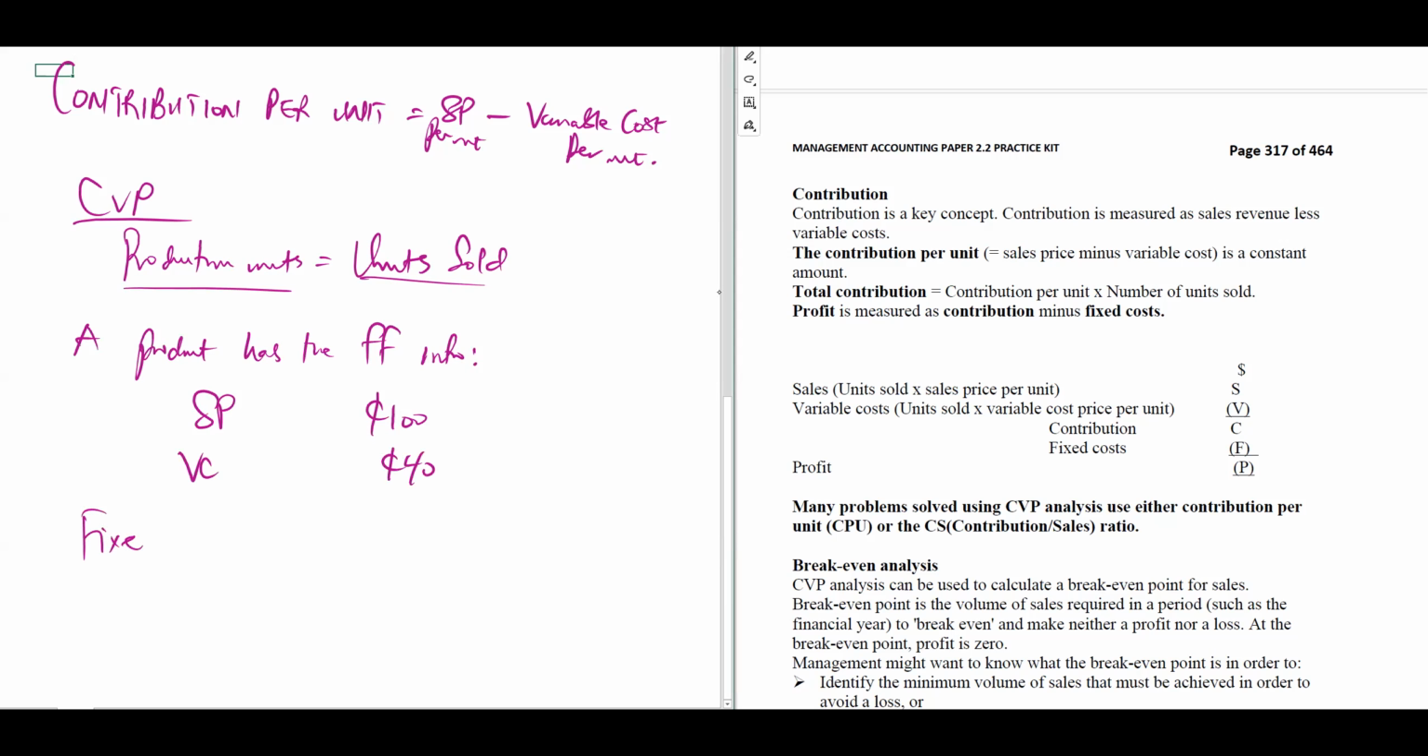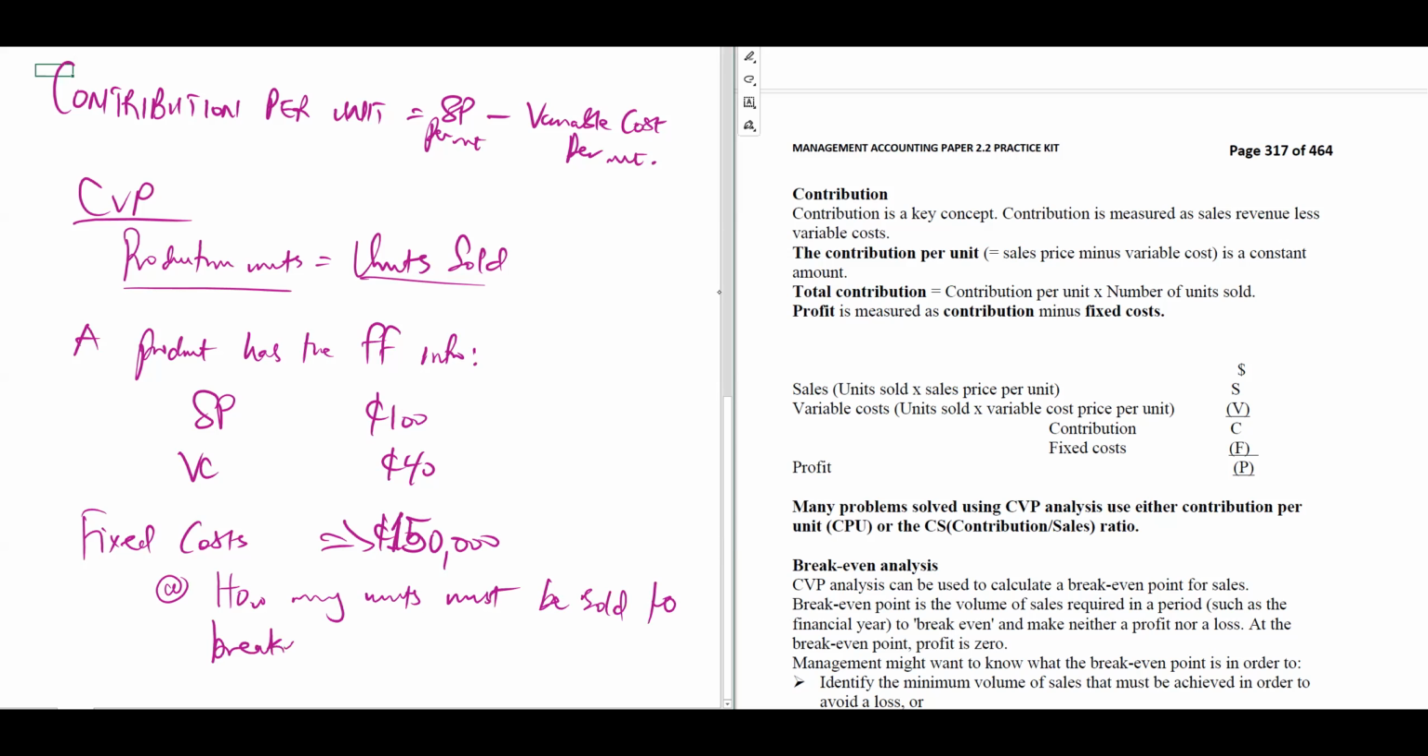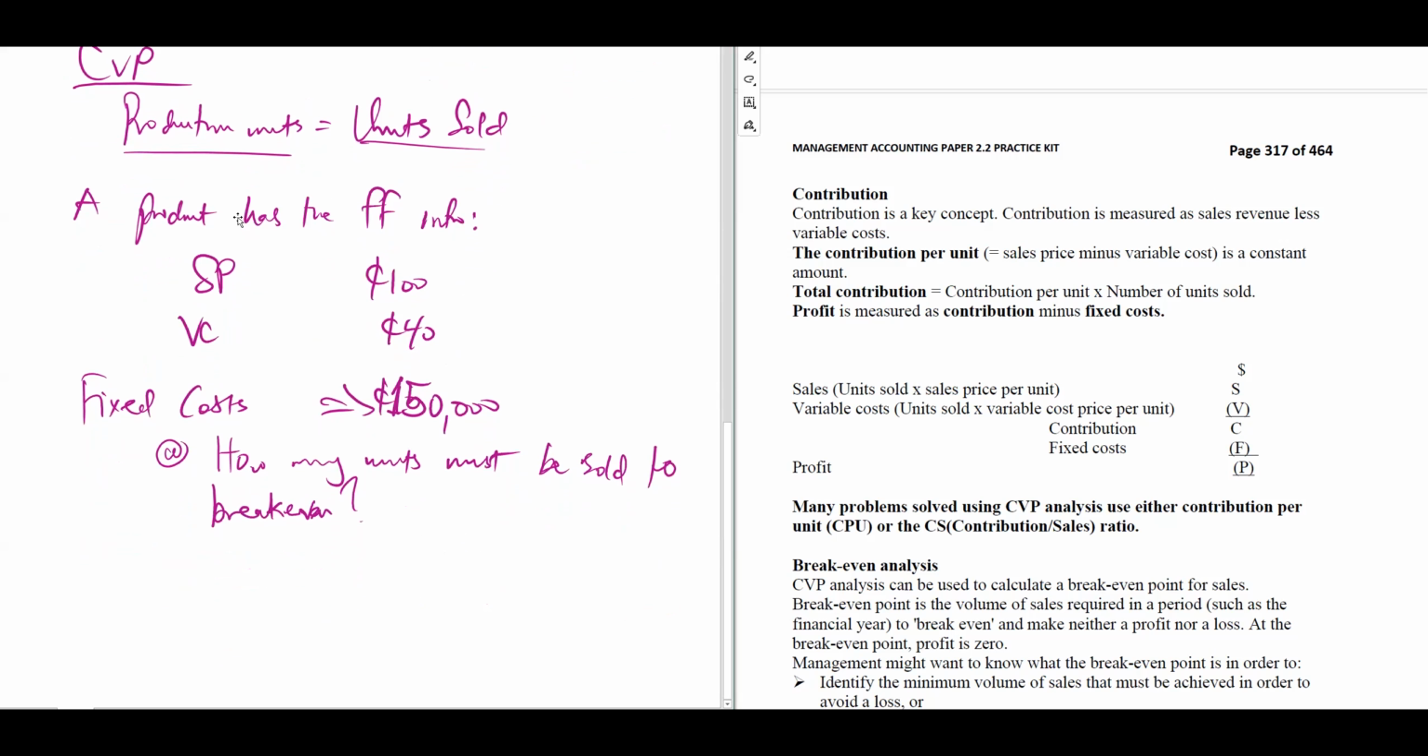And then it has total fixed costs of 150,000 cedis. And they're asking you, A, how many units must be sold or produced and sold to break even, right? To break even. It means that at break even, remember, profit is zero and contribution is equal to fixed cost.